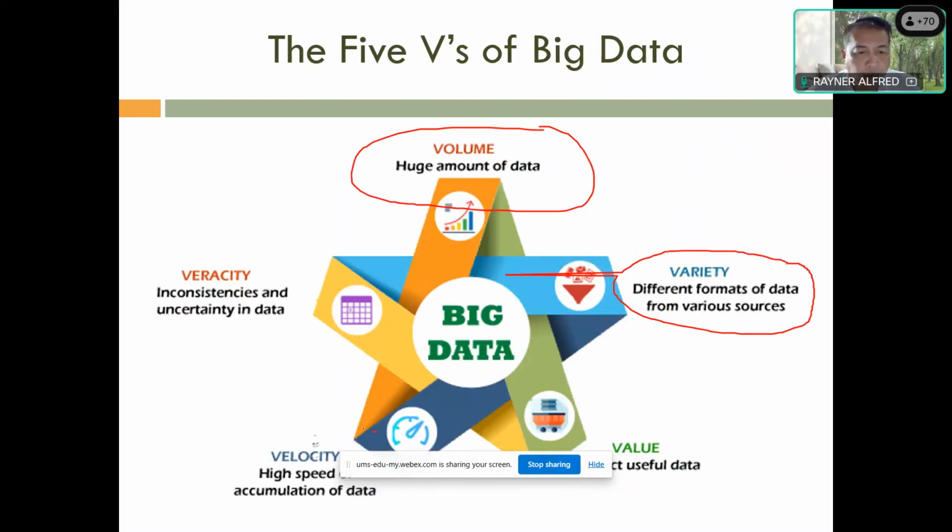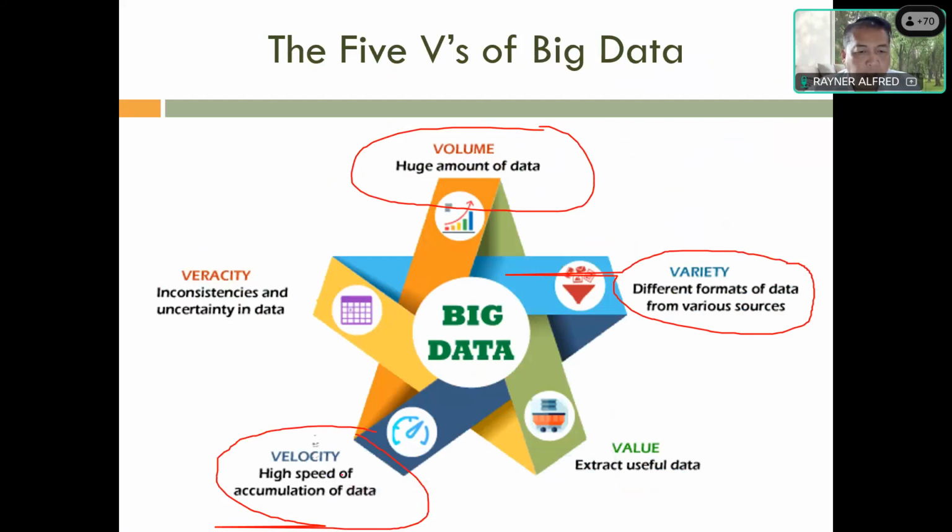We also have velocity. Velocity refers to data coming from sensors, because they keep coming. So how do you process them? How do you perform the data mining for incoming data that is always running? So this velocity is coming from the sensor data.